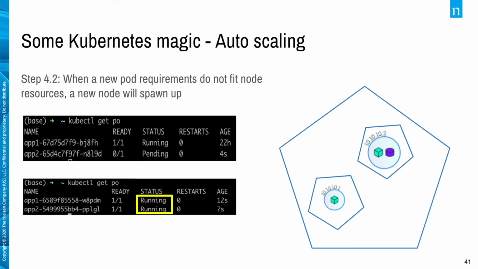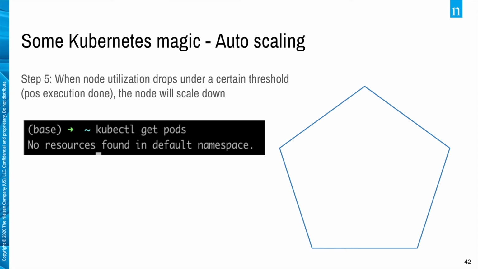Now, how about scale down? Well, as soon as one node's CPU utilization drops under a certain threshold, the cluster knows that the computing on that node is done and will scale it down. And that's how we will reach the empty cluster form we can see here. So this is very resource tight and very efficient, as you can assume.